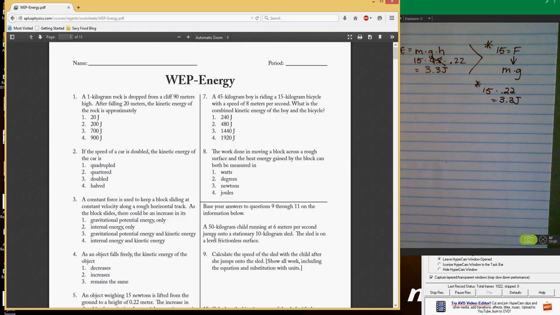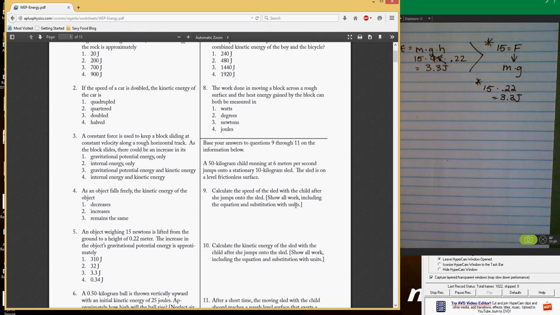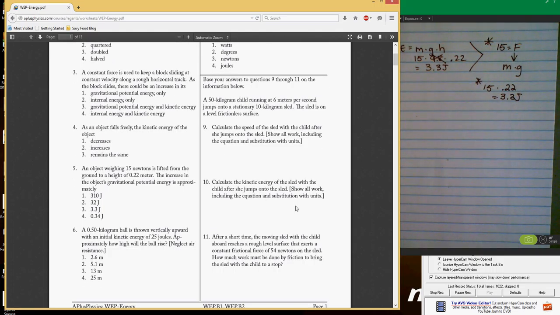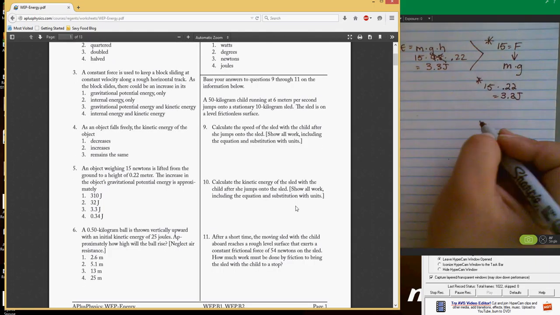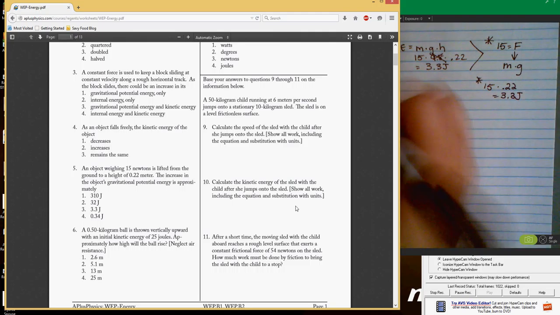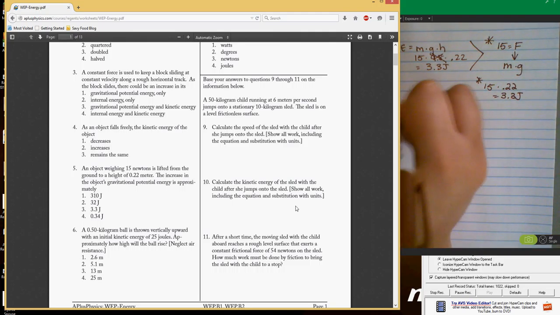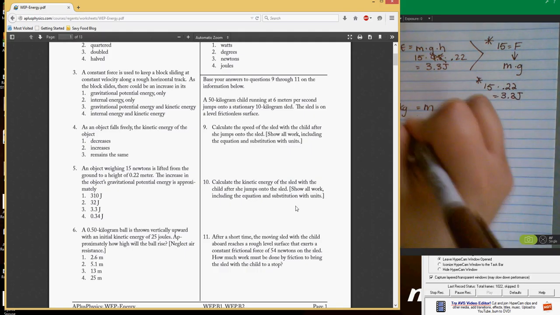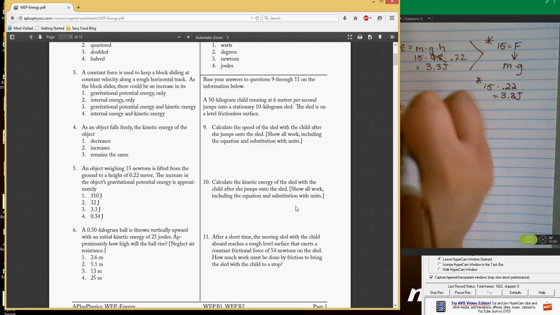Number 9, calculate the speed of the sled. So we have several questions here, which is 9 through 11. The first thing we're going to do is calculate the speed of the sled with the 50 kilogram child. So let's write down what we had. 50 kilogram child, which is our mass, running at 6 meters per second. So that's our velocity.